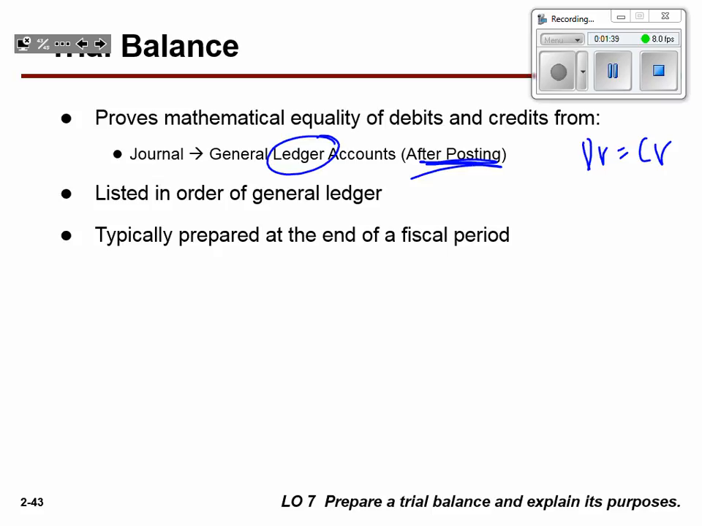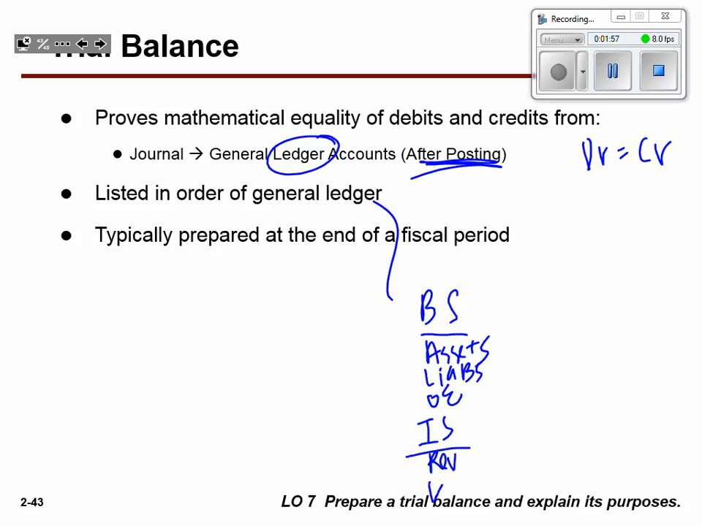It's listed in order of the general ledger, which is typically all the balance sheet accounts, followed by the income statement accounts. So it will list assets, liabilities, owner's equity, revenue, and expenses. It will typically be in the order of how the general ledger is listed.